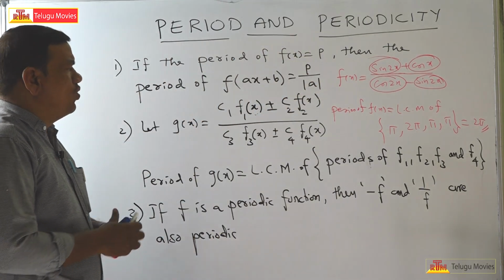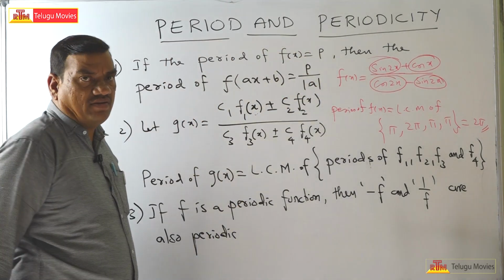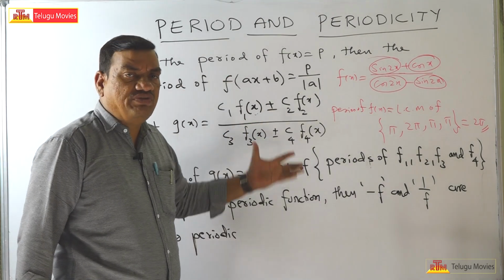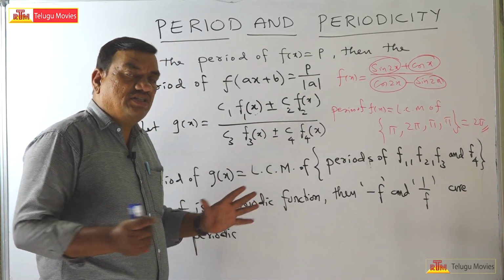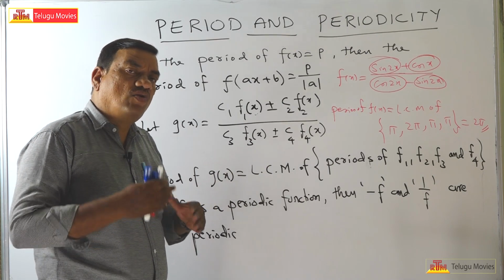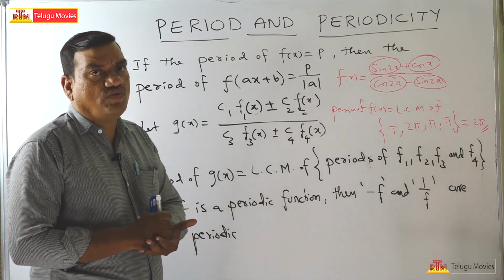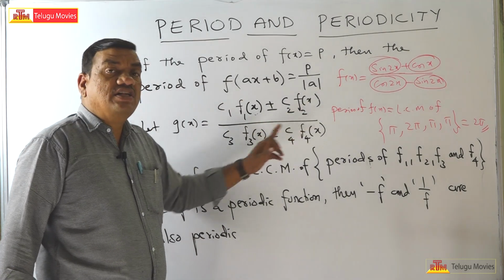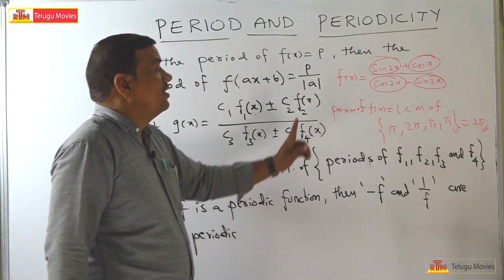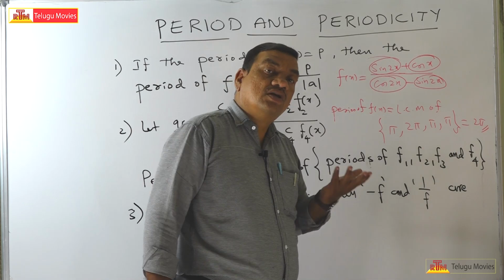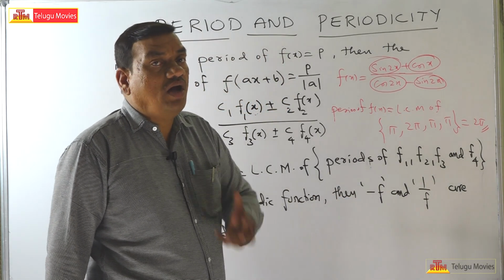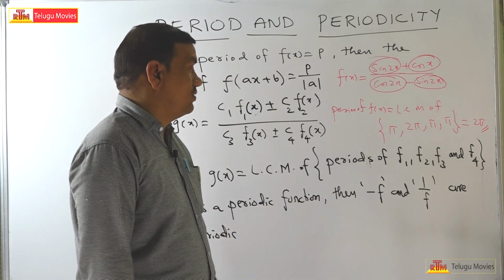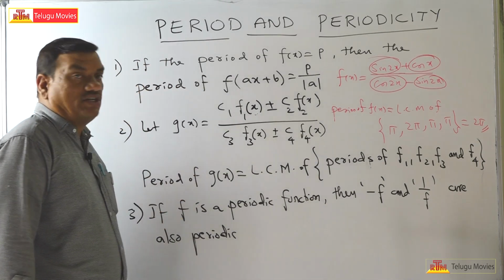That means, whatever the function given, whether it is multiplication or division, or addition and subtraction of two or more functions of trigonometry or any functions, take the period of each function separately and find its LCM. That least common multiple will give the period of the whole function. I hope that you understand that concept.